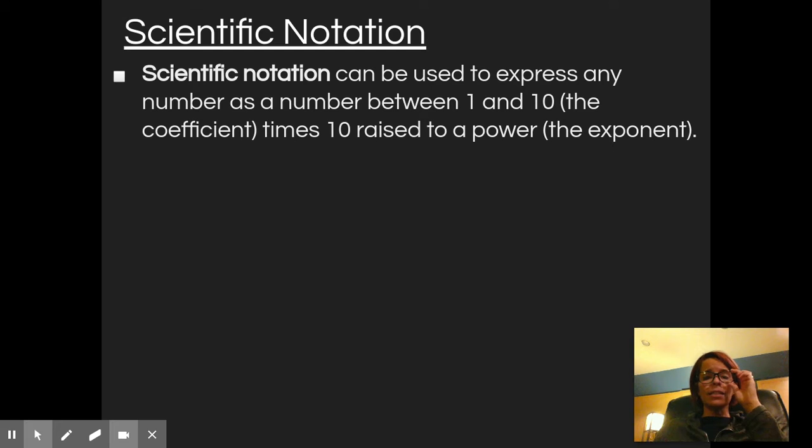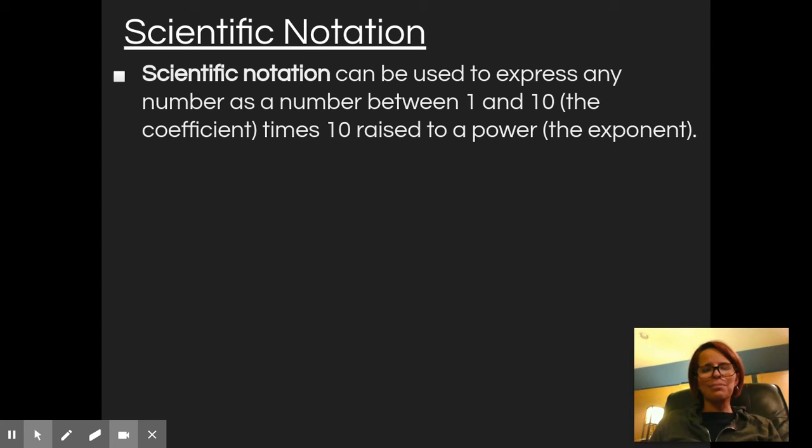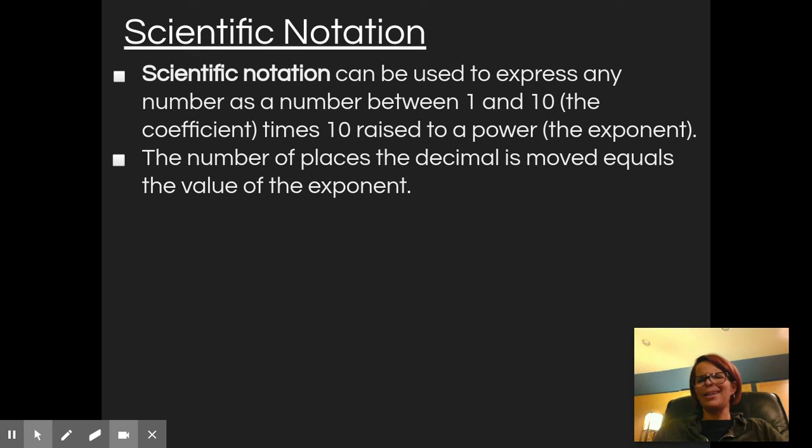Okay, so what is scientific notation? Well, lots of you have done this in math class. You just didn't know it was called scientific notation. So it's a way that we can express a number, usually a really big number or a really small number, but not always, by moving the decimal so that it makes the number between 1 and 10. And then we multiply it by the number 10 and raise it to a power, which is called the exponent. If that didn't make any sense, don't worry, it will in just a minute.